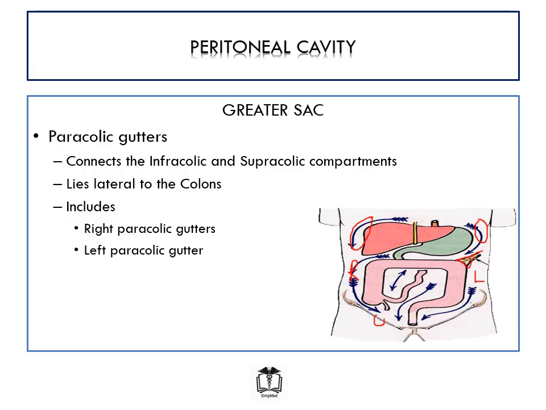So that phrenicocolic ligament separates the left paracolic gutter from the hepatorenal recess. And as a result, that limits the spread of infection between the pelvic cavity, or the lower aspect of the abdominopelvic cavity, to the upper aspect of the abdominal cavity.